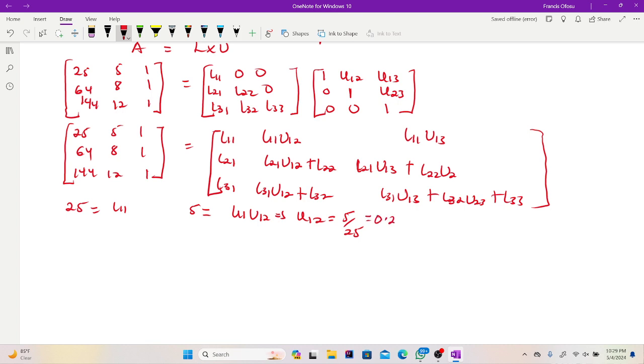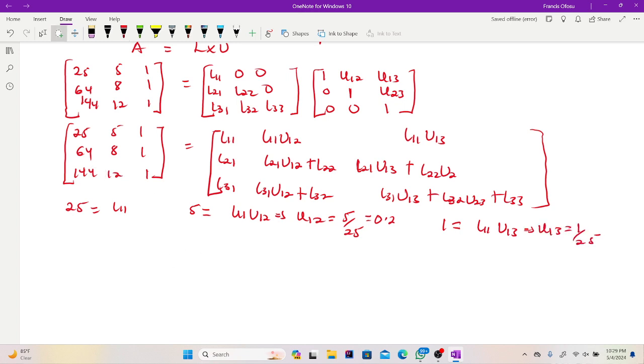Then the third part, I'm having 1 here. This 1 here is equal to what I have here, L11 multiplying U13. Is that not it? And I know that L11 is 25. So my U13 is equal to 1 over 25.